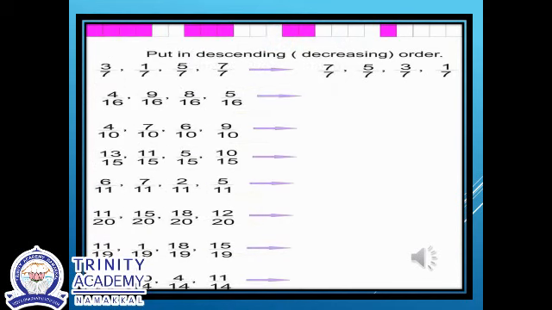Next, an example of descending order, that is decreasing, big to small order. 3 by 7, 1 by 7, 5 by 7, 7 by 7. Okay, so arrange in big to small order. Here which is the biggest one? 7 by 7. Then next 5 by 7, 3 by 7, 1 by 7. The remaining sums, you do as homework.